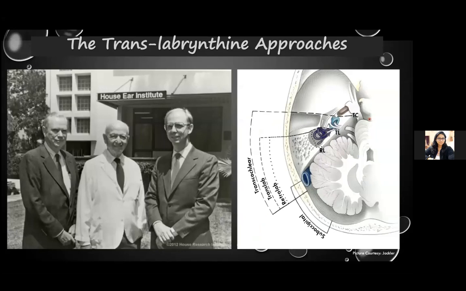He is the one who invented the cochlear implant surgeries. So he is also the famous person, the first person who chose the translabyrinthine approach for acoustic neuroma surgeries, and extensive surgical procedures were carried out in the House Ear Institute. More than 5,000 acoustic neuroma surgeries have been conducted there using the translabyrinthine approach, and there was a drastic decrease in mortality once they started choosing the translabyrinthine approaches.